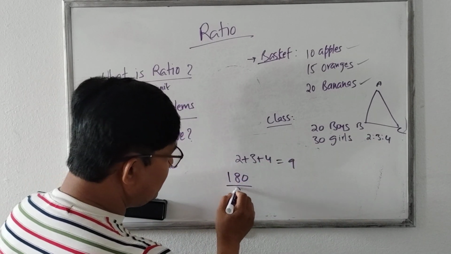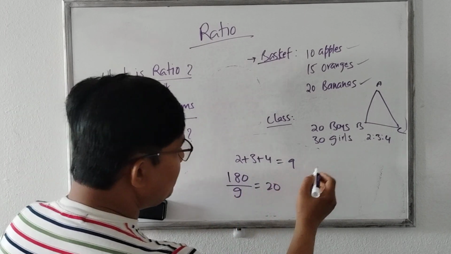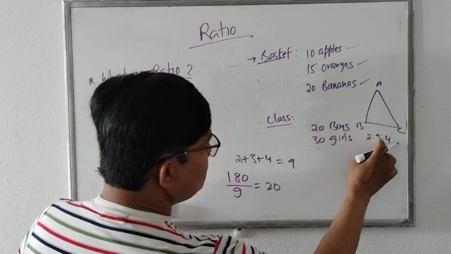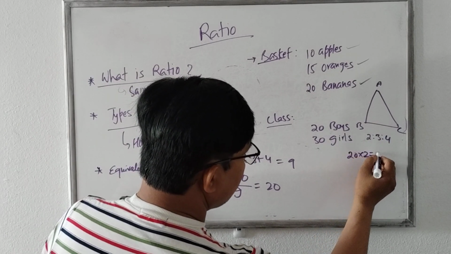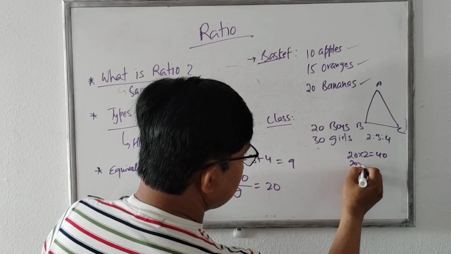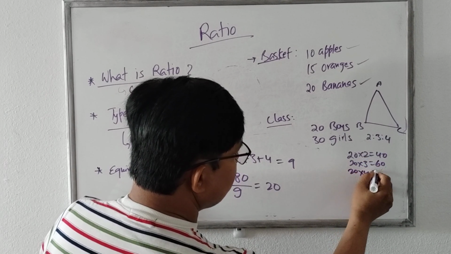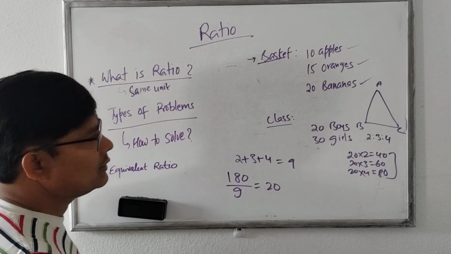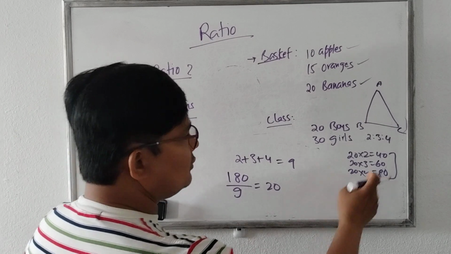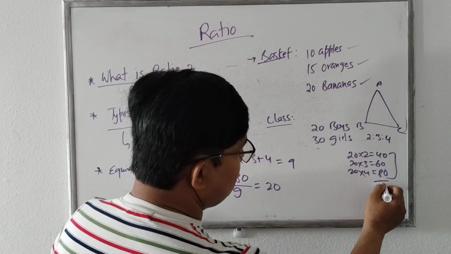So first take the sum of the ratio, 9, and divide 180 by 9, which is 20. Now you multiply this 20 by each of these numbers. So 20 times 2 equals 40, 20 times 3 equals 60, and 20 times 4 equals 80. So these are the measurements of angles A, B, and C. If you sum these numbers, it will be 180.